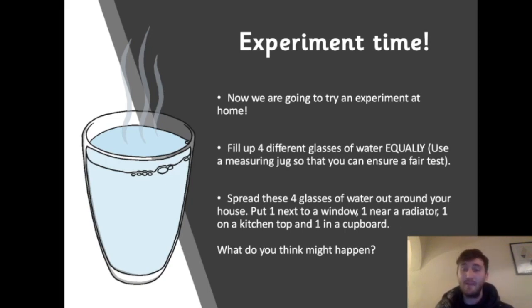So for example, I'm going to put one next to a window, one near a radiator, one on my kitchen top, and one in a bit of a dark cupboard out of sight. What do you think might happen to each of these? Pause the video and have a think, or maybe discuss it with an adult. What do you think is going to happen?